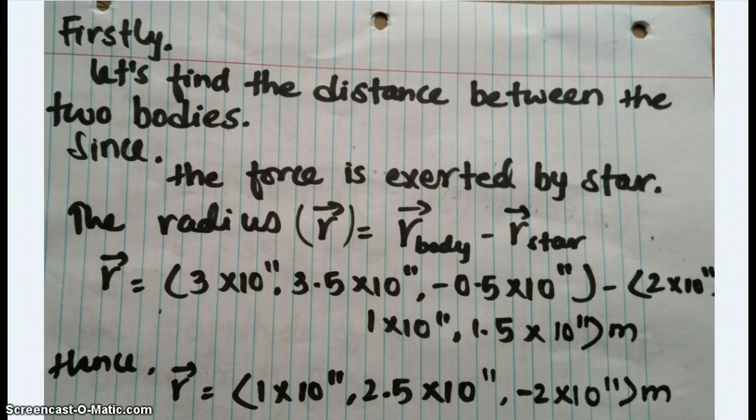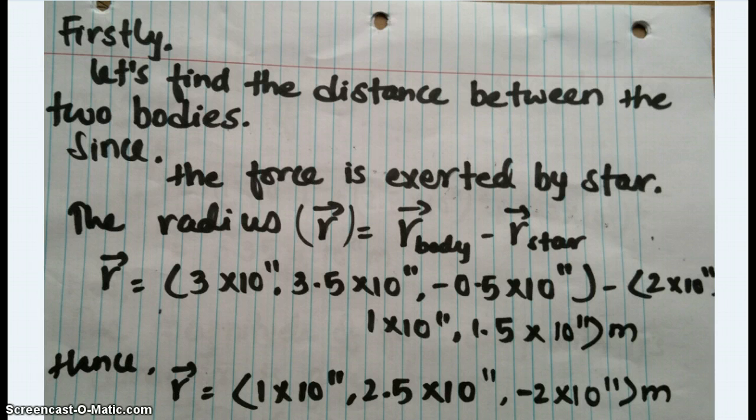Firstly, we need to find the distance between the bodies, that is the star and the body. Since the force is exerted by the star on the body, we have to calculate the radius, which is equal to the radius of the body minus the radius of the star, which is to say the position of the body minus the position of the star. As we calculate that, we get a vector quantity, the radius vector, which is 1 into 10 to the power 11, 2.5 into 10 to the power 11, minus 2 into 10 to the power 11 meters.